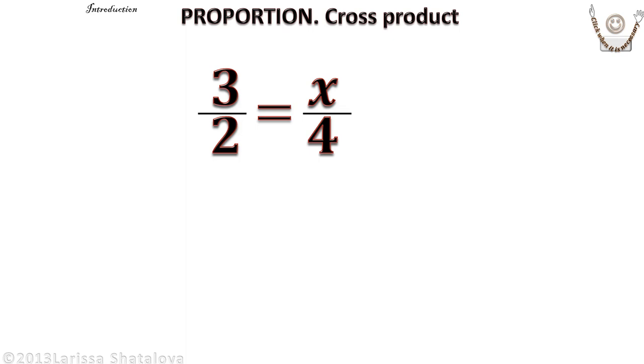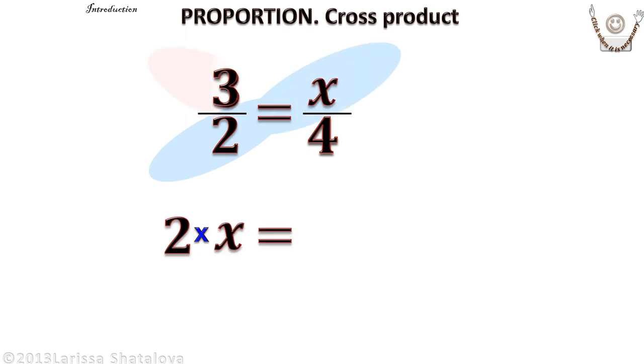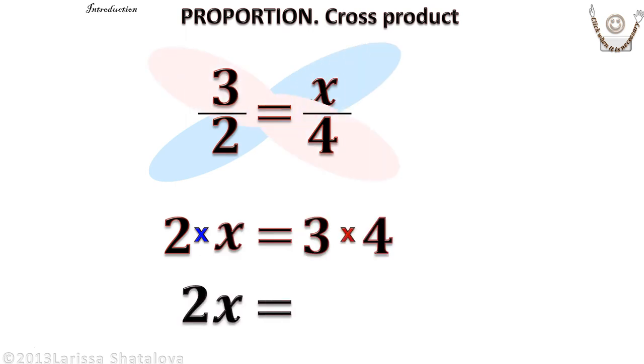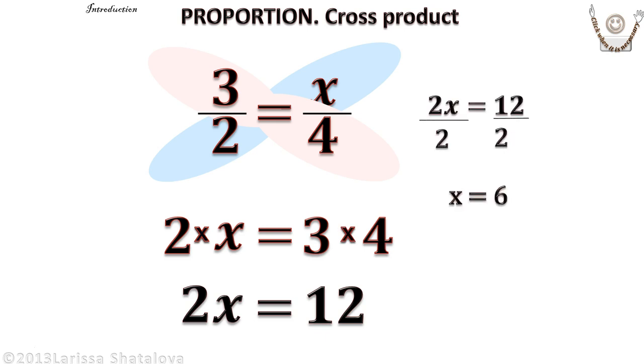Now another part of the proportion is unknown, and we are going to use cross product in order to solve this equation. It will be 2 times x equal to 3 times 4. Simplifying, 2x equals 12. Now we are looking just for 1x, so we have to divide by 2, and x would be just 6.